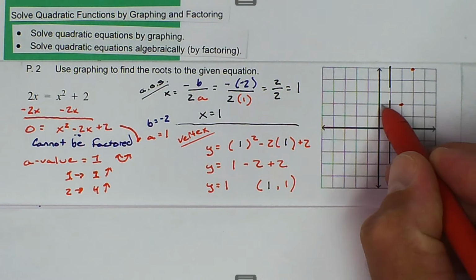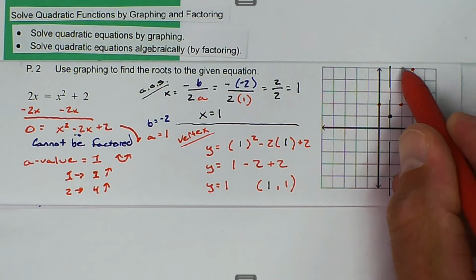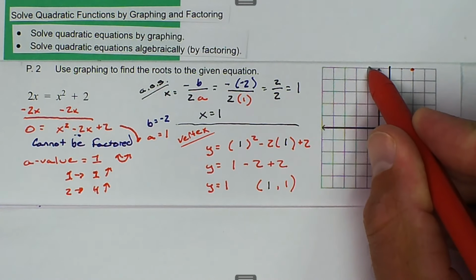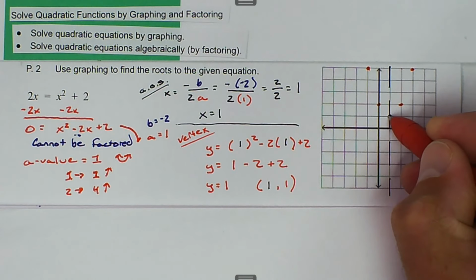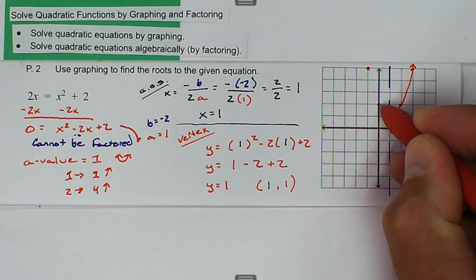And then we can use our axis of symmetry to graph the other points. So over 1, over 2, and that's the other side of the parabola.